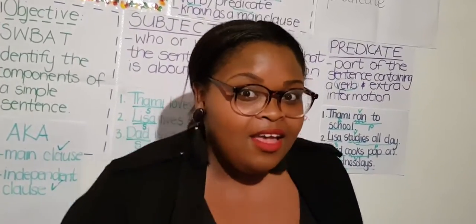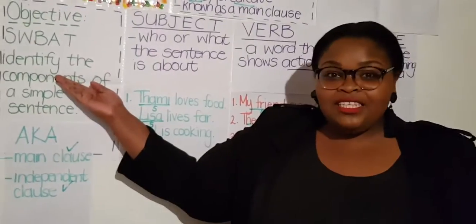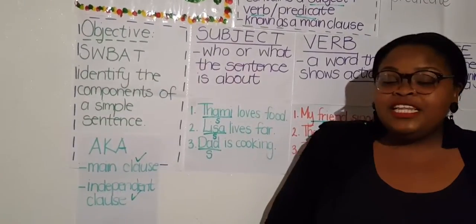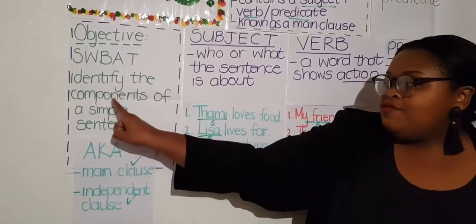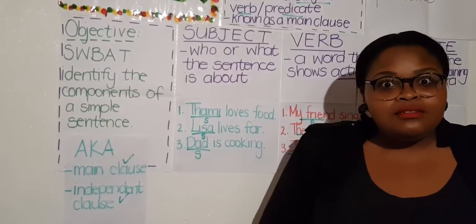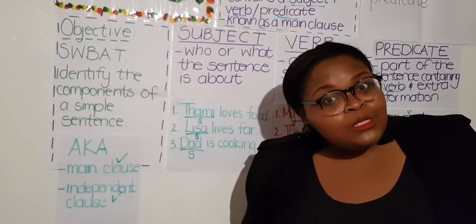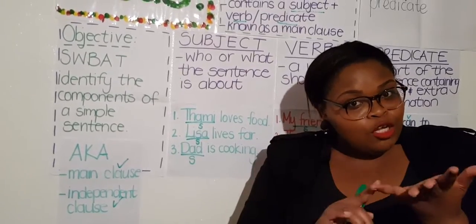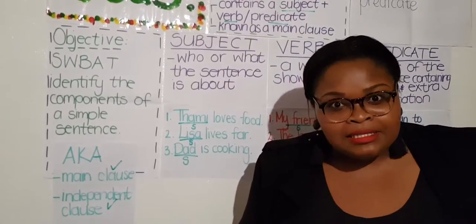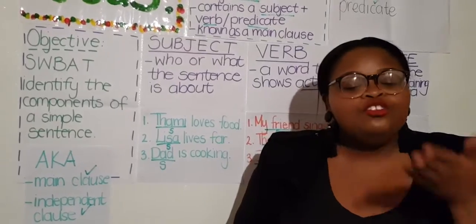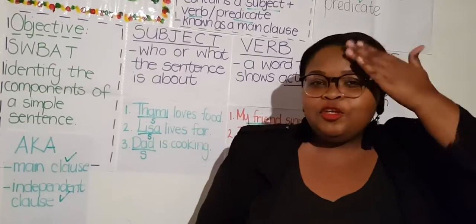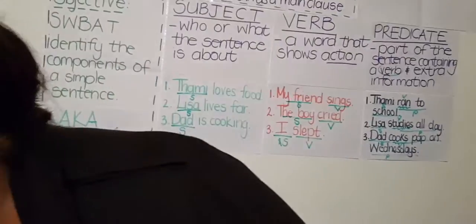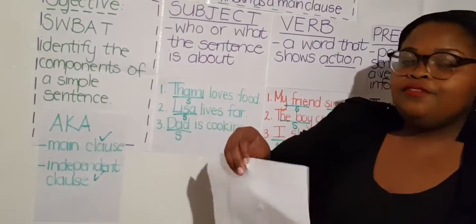Okay, now I would like us to go back to our objective. I said by the end of this lesson, you will be able to identify the components of a simple sentence. What are the components of a simple sentence? Subject, verb, or predicate. Excellent. I want you to kiss your brain. Kiss your brain. Excellent.